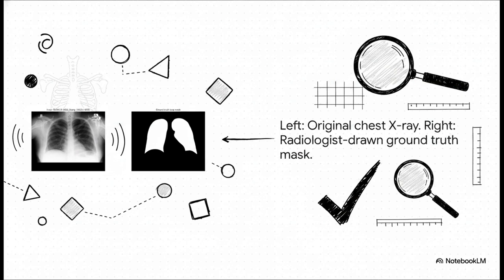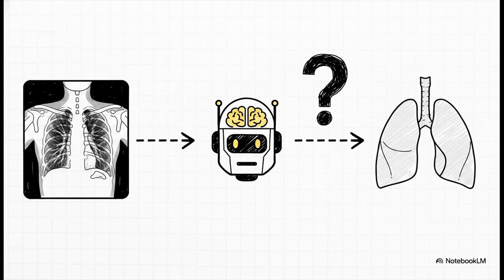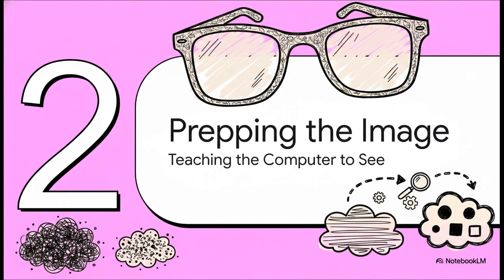That's the target. And that brings us to the core challenge. Can we get a machine to look at that raw x-ray and automatically generate the exact same mask with no human help at all? Just the algorithm doing its thing. That's the whole game. Now, you can't just throw the raw image at the computer and hope for the best. That would be like trying to read a book in a dark room with smudged glasses. First, we have to prep the image. We need to clean it up so the computer can actually see what it's supposed to be looking at.